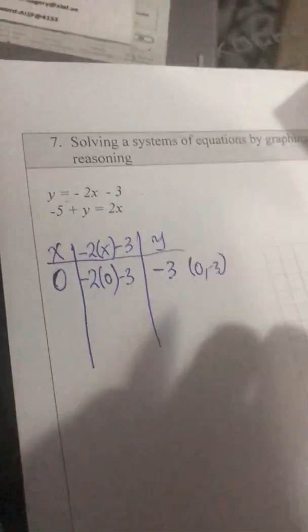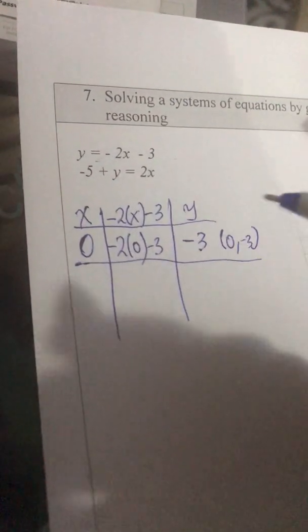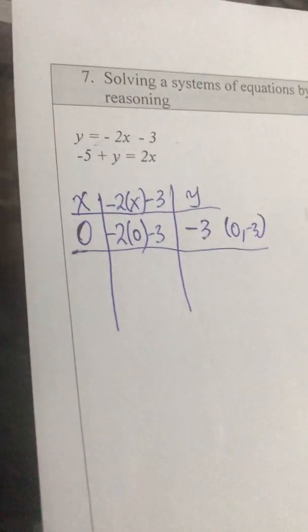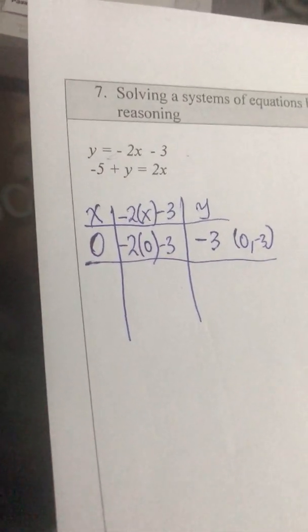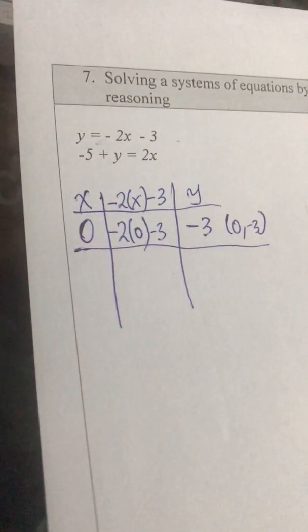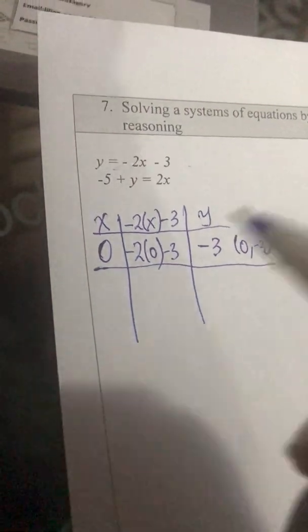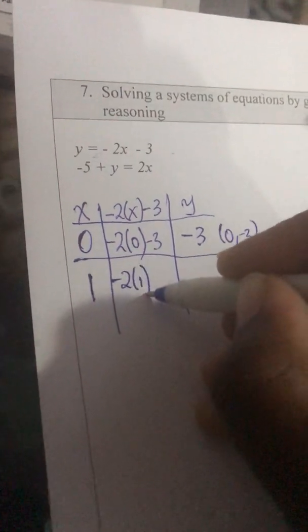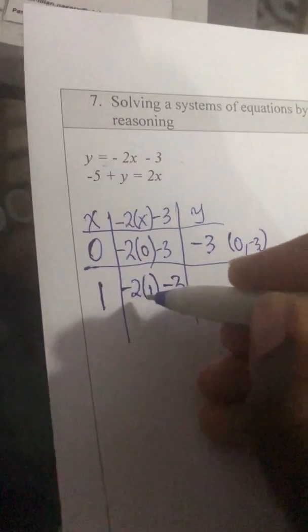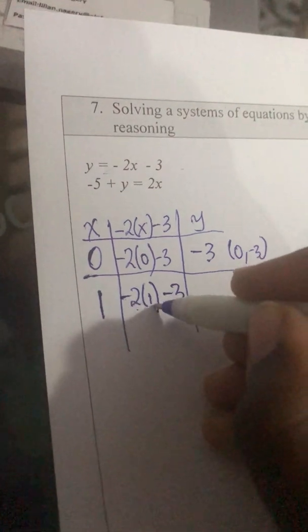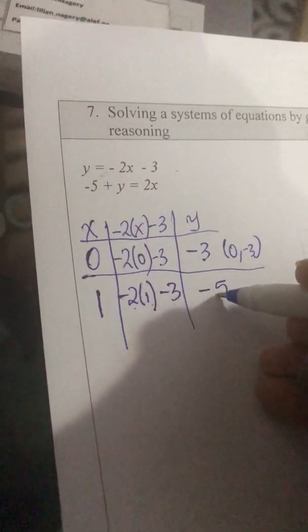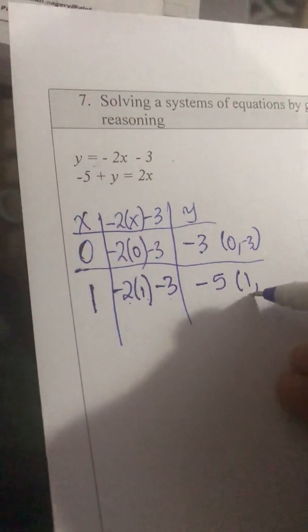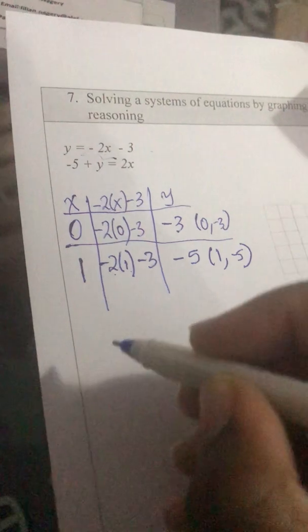Now let us do this one. Oh, we need another point. So that's only 1 point. So which one do we choose? We can choose a positive number, +1. When x is 1, -2(1) minus 3. Negative 2 times 1 is negative 2. This is negative 5. So (1, -5). So there. Then you do the next graph.